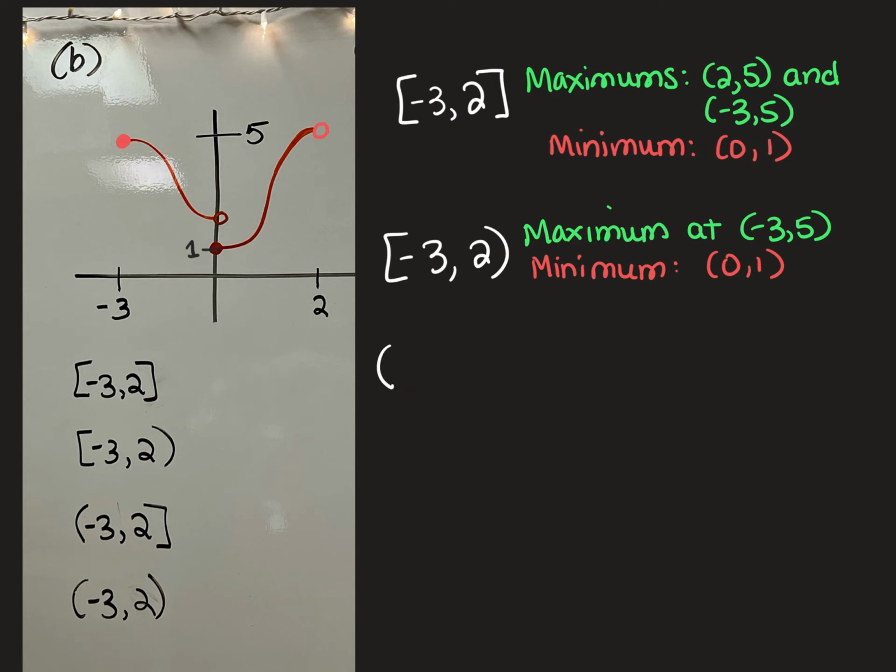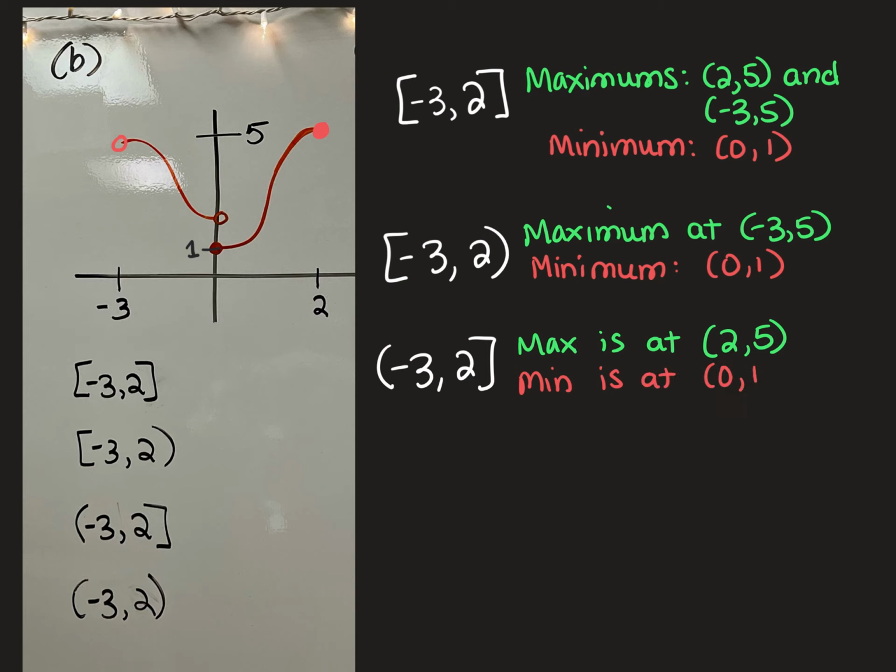All right, let's try changing my interval again, just slightly, from -3 to +2. So this time, I'm going to have an open circle here and a closed circle here. So it's kind of the flip of what we just did. This time my maximum is at the point (2, 5), because now we're including x equals 2, but we're not including x equals -3. My minimum is unchanged.